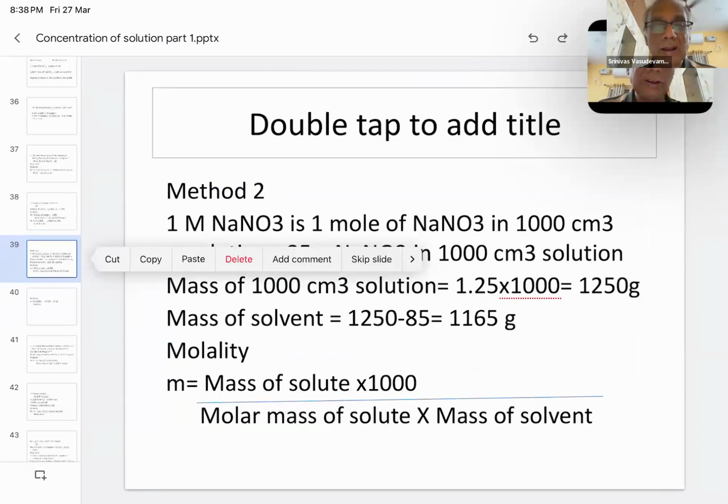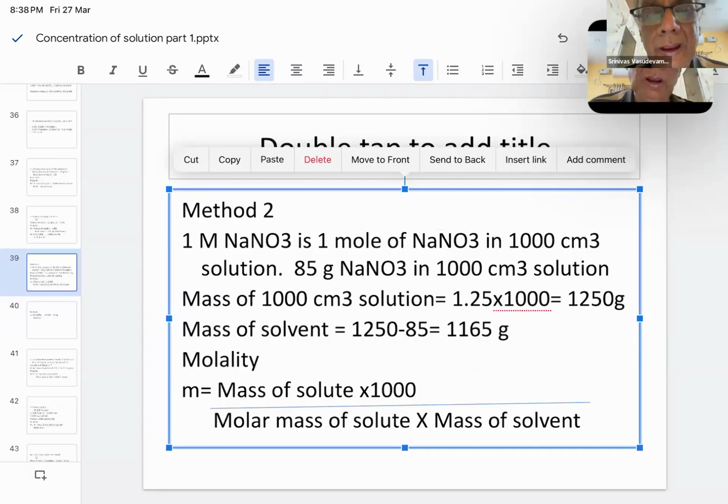Another method is using the concept here. See, I've taken 1 mole of sodium nitrate solution. That means 1 mole of sodium nitrate in 1000 centimeter cube solution. 1 mole means 85 grams. So 85 grams of sodium nitrate present in 1 liter solution or 1000 centimeter cube solution. Density of solution is given. So I can find out the mass of 1000 centimeter cube solution. 1.25 gram per centimeter cube is the density. So 1.25 into 1000, 1250 grams is the mass of solution here.